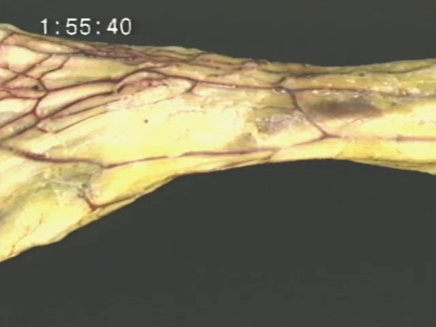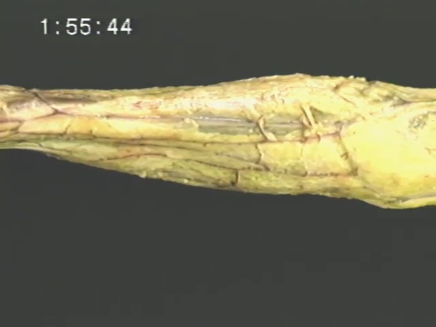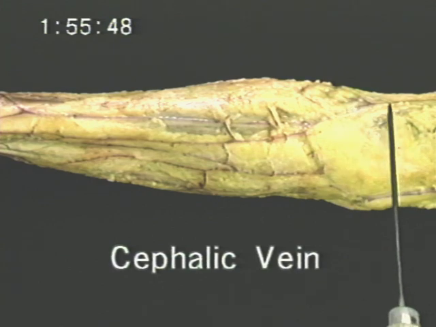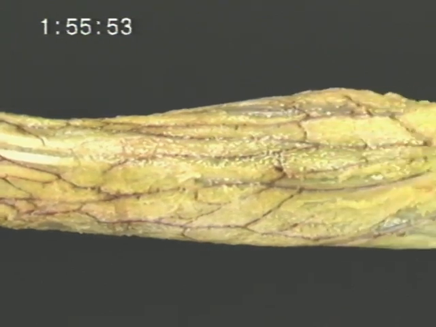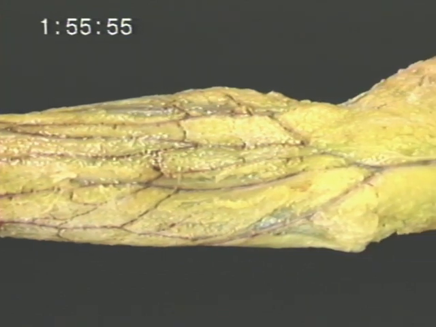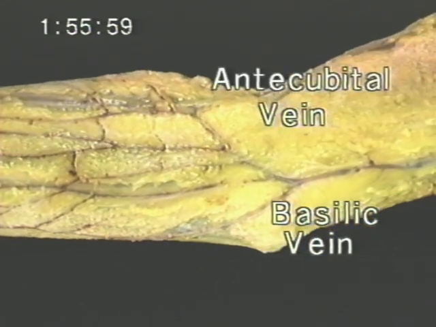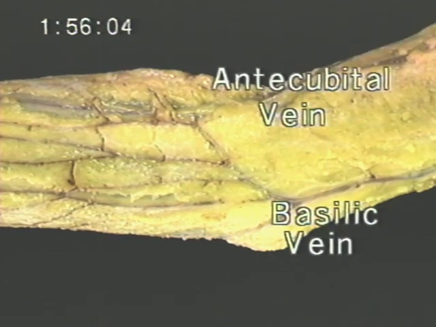Crossing the wrist, these are joined by the superficial veins draining the dorsal aspect of the forearm. These unite to form the cephalic vein, seen here at the elbow. The veins draining the flexor aspect of the forearm unite to form the basilic vein. The antecubital vein passes from the cephalic to the basilic, just below the elbow.